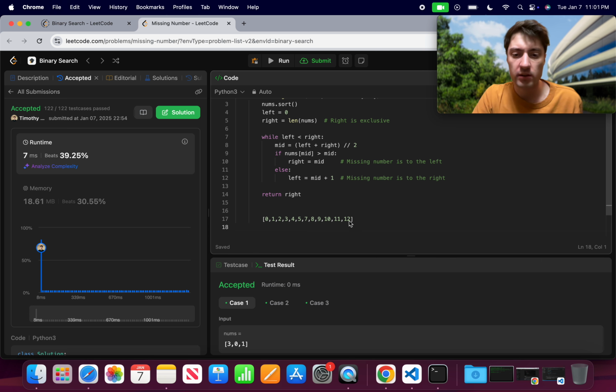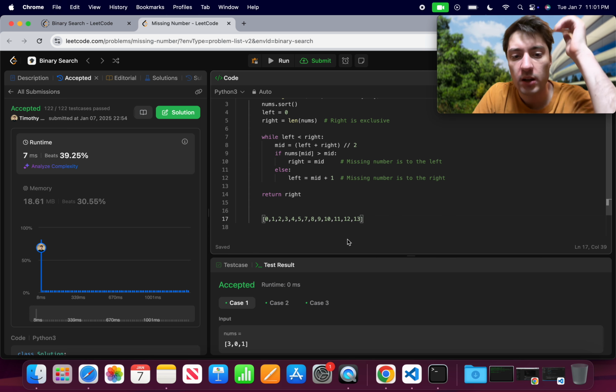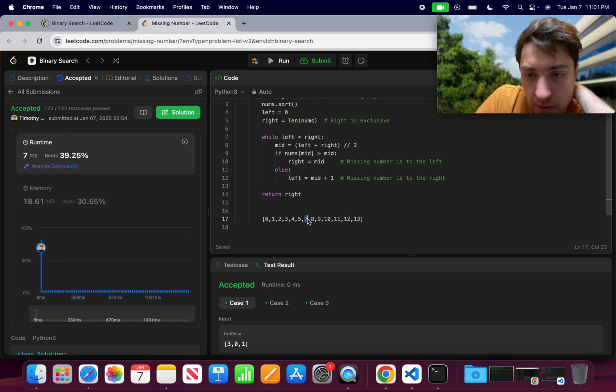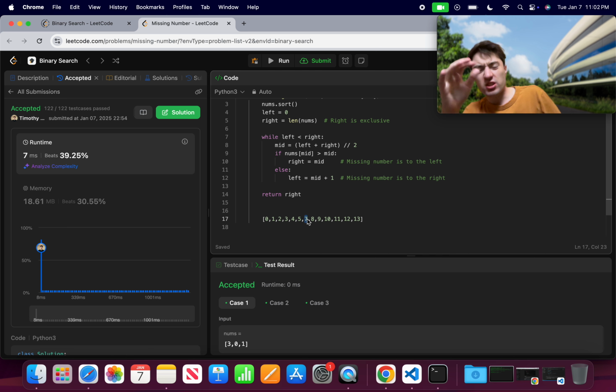Okay, what if I had like a 13 here? 13, and then the middle is now this one. Okay? It wasn't this one. So now I come here and I say that it is bigger, right? And so I say right equals mid. Now my right is equal to this one, and I can essentially throw away all of these ones. So I didn't do mid minus 1, right? I'm not here. I'm here. But that's the 6 again.